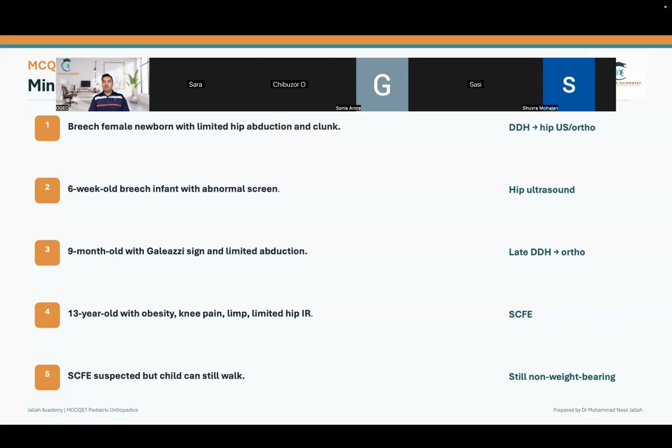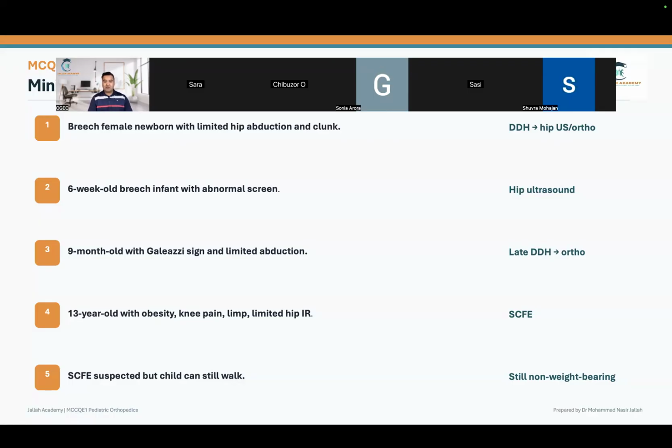And limited abduction. So for that, what do I do? Do I have to do an ultrasound? No. First of all, it is 9 months, more than 6 months, so I have to do an X-ray. Secondly, I have to refer to orthopedics. This is not something that I can take care of.